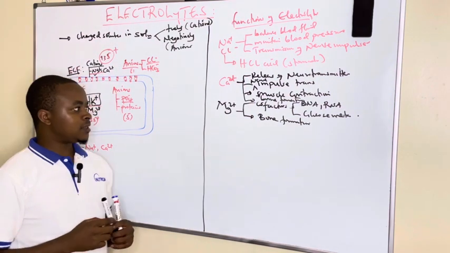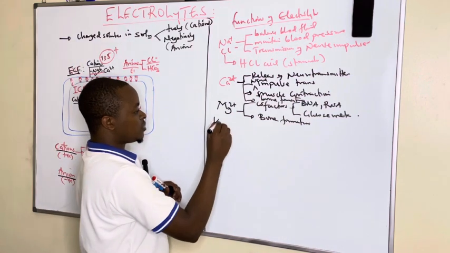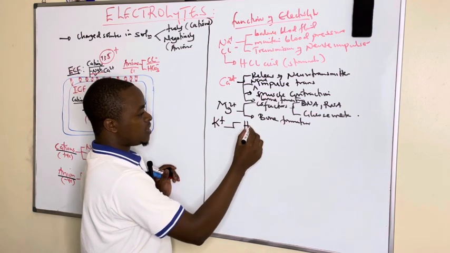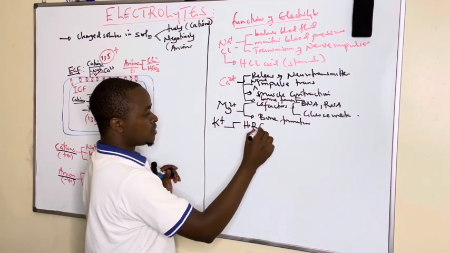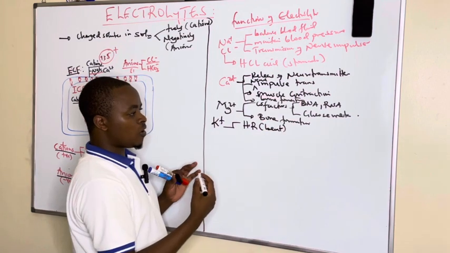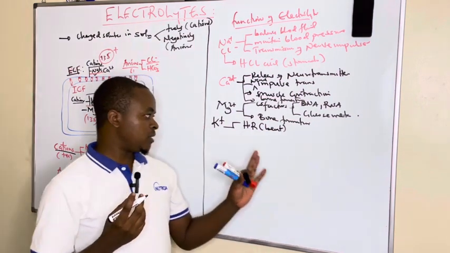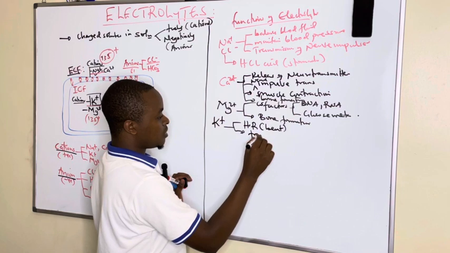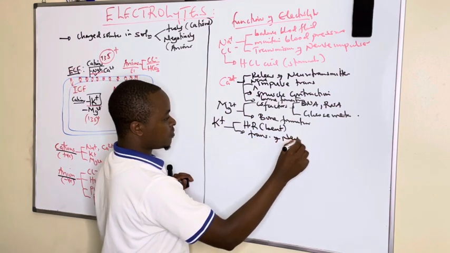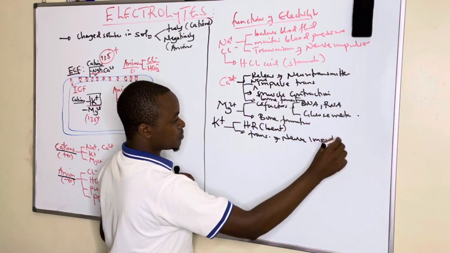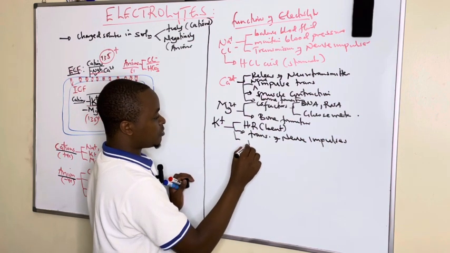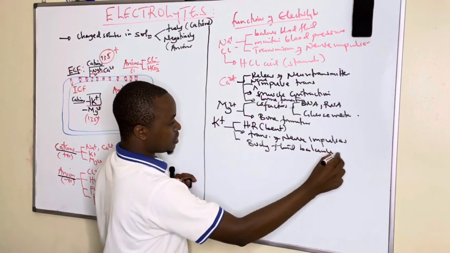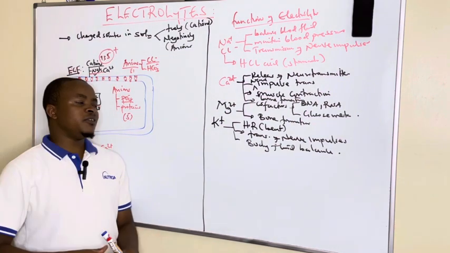Then there is another cation known as potassium, and this potassium enables us in maintaining heart rate, what we call heartbeat, and the rhythm of the heartbeat. It is maintained by the potassium ions, at the same time also enabling transmission of nerve impulses. Maintaining the body fluid balance is also by potassium. So these are the different functions of it.